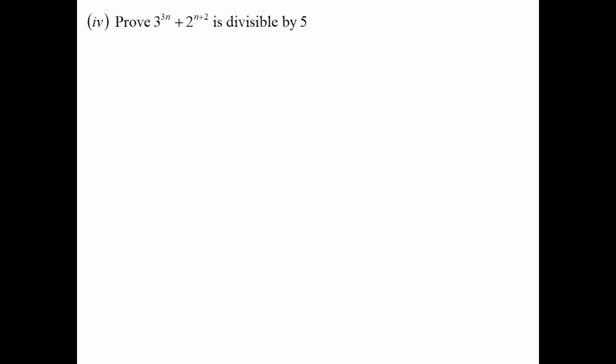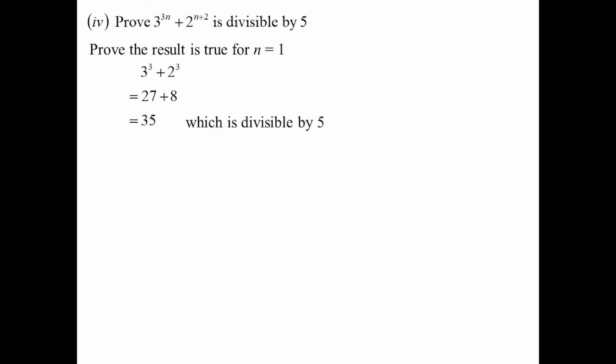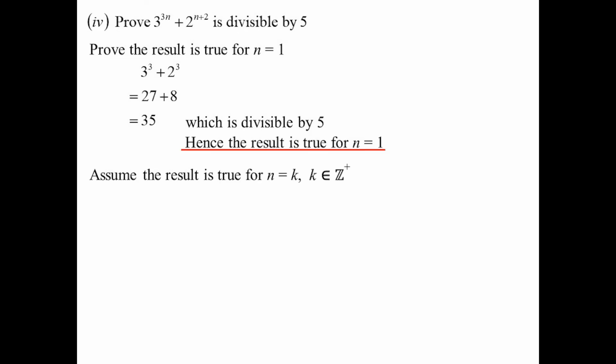Let's try another one. We're going to prove that 3 to the power of 3n plus 2 to the power of n plus 2 is always divisible by 5. So proof for n equals 1. I'll get 3 cubed plus 2 cubed, which is 35. Yes, 35 is divisible by 5. So that's good, works for the first case. So my assumption, all right, I will assume it's equal to 5 times some integer.